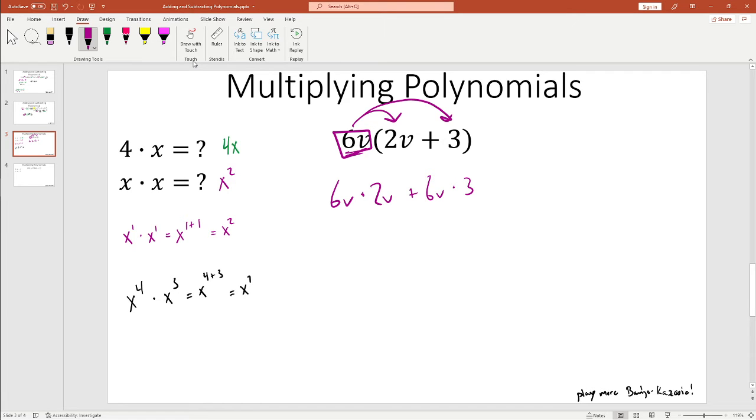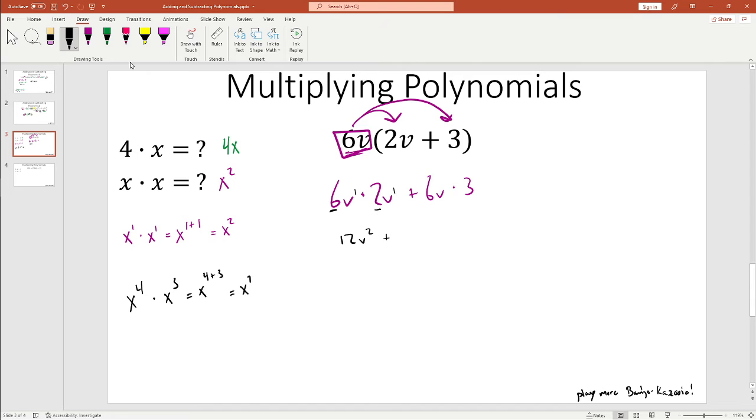So let's use what we just talked about over here to see if we can clear up some of this multiplication. I'm going to first multiply my coefficients. 6 times 2 is 12. And v times v, like we kind of saw over here, remember the exponents are ones, would be v to the 2nd power. 1 plus 1 is 2.